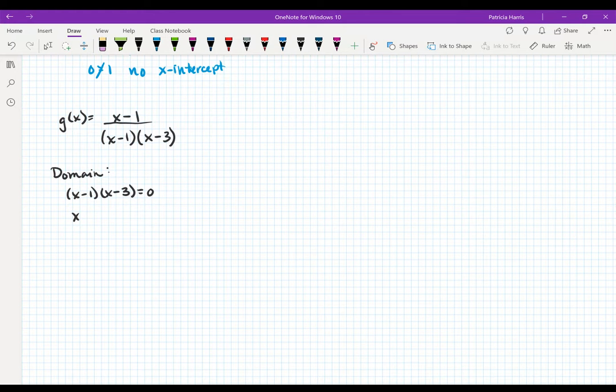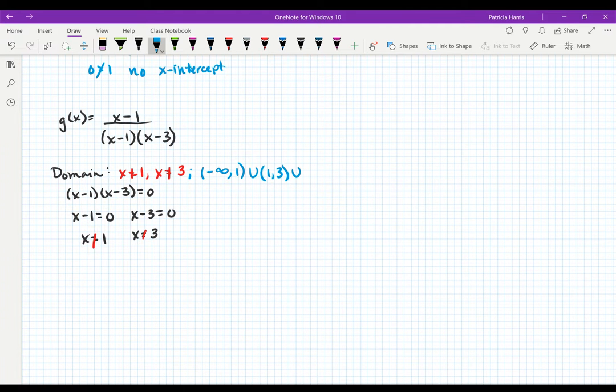Oh, let me back up. And x cannot equal 3. So these are the numbers I can't equal. These are the numbers that are excluded. I just list them both. I could do interval notation if you want. Interval notation would look something like this. It's up to you on whether or not you want to. It's just another way of writing it.